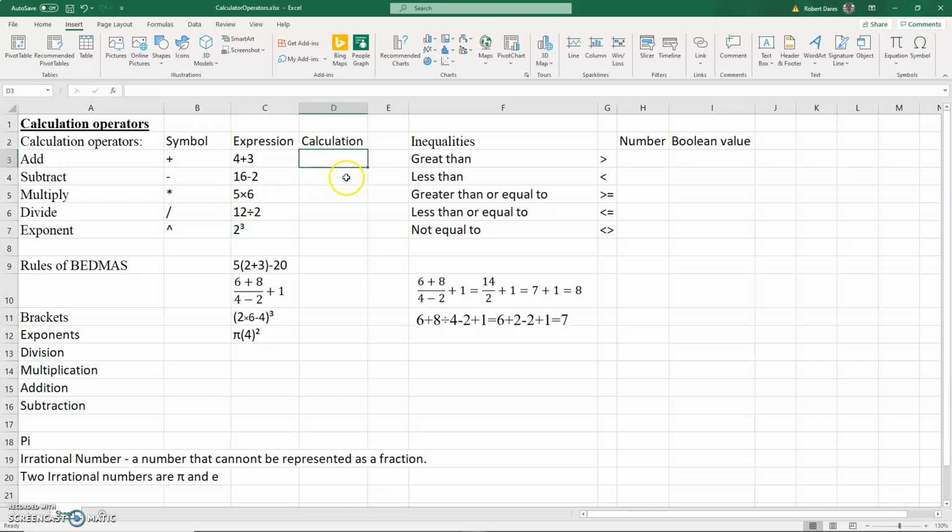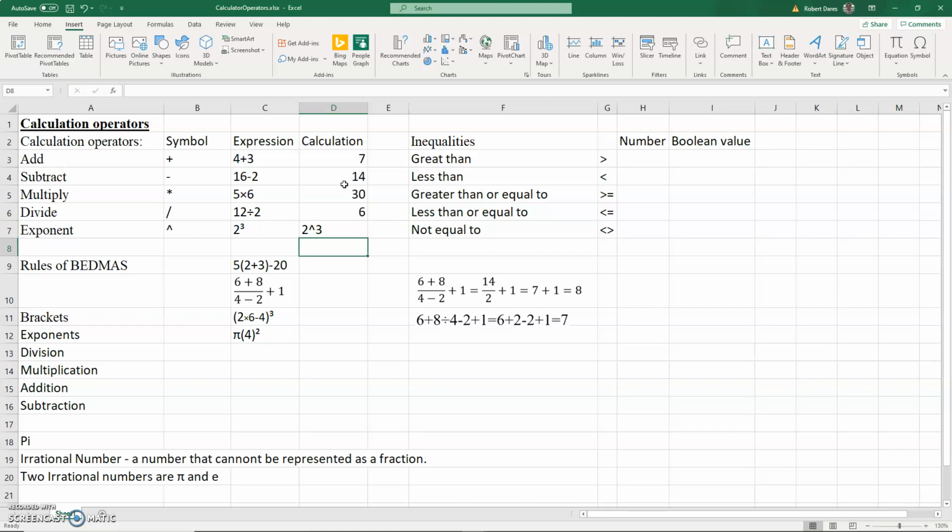So when we want to do calculations in Excel, we always start with an equal sign. Equal to 4 plus 3, and it will automatically evaluate it. If we want to do subtraction, equal to 16 minus 2 should be 14, and it evaluates it as 14. Doing multiplication, equal to 5 times 6 should be 30, and it evaluates it as 30. Equal to 12 slash for division by 2 is equal to 6. When doing the exponent, 2 exponent 3, we use the hat symbol.